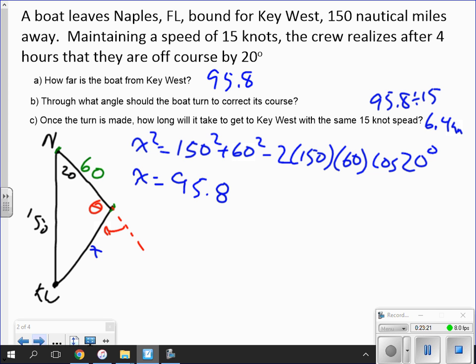We will actually get this angle from the law of sines. And we can use the law of sines now to try to find this angle here, theta. Okay? But when we do this, you'll kind of see what happens here. It's interesting. So I want to set it up to see if I'm going to find theta. So I have sine of theta over 150 is equal to the sine of 20 over 95.8.